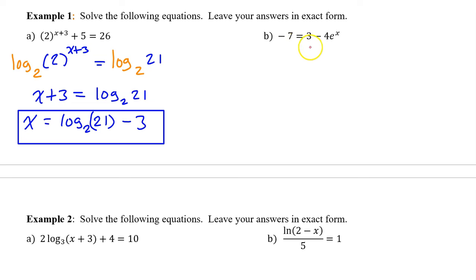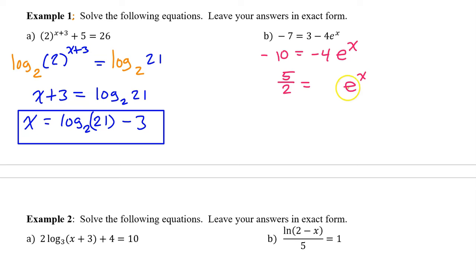Example 1, Part B. Let's begin by trying to isolate the exponential term. Subtracting 3 from both sides of the equation gives us negative 10 is equal to negative 4e to the x power. We need to get e to the x power by itself, so let's divide both sides by 4. So that would leave us with positive 10 over 4 is equal to e to the x. This will reduce down to 5 over 2.